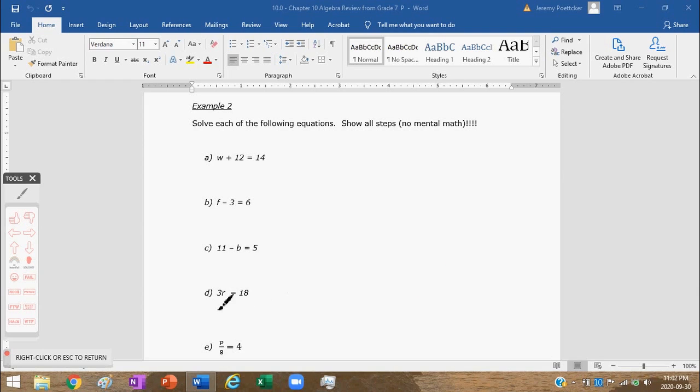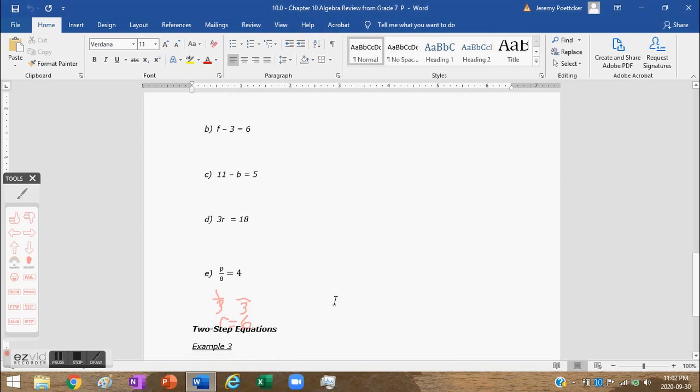Marvelous. 3r is equal to 18, so that means 3 times r. I'm going to divide both sides by 3 because I'm multiplying here. Do the opposite, do the same to both sides. 3 divided by 3, well, that's just 1. So 1r is the same as r. 1 times anything is just itself. 18 divided by 3 is 6. And away we go.